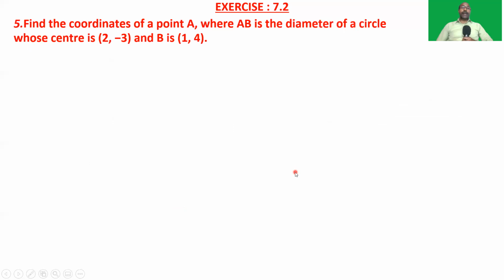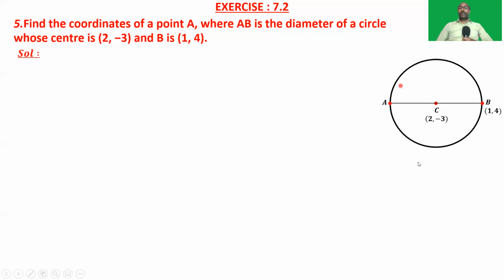Find the coordinates of a point A where AB is the diameter of a circle whose center is (2, minus 3) and B is (1, 4). So here the center of the circle is given, and one end of the diameter AB is given, and the other end of the diameter, A, we have to find. AB is the diameter of the circle and C is the center of the circle. Here one extreme and the center is given. We have to find the other extreme.